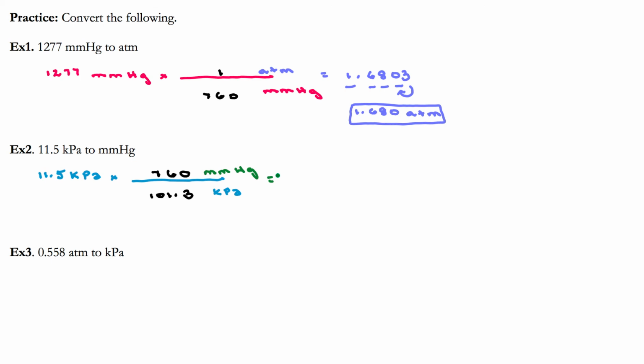101.3, and the value that I get, unrounded, is 86.278. Keep in mind, I want 1, 2, 3 sig figs, 1, 2, 3. So this is going to round to 86.3, and my units are millimeters of mercury. Okay.